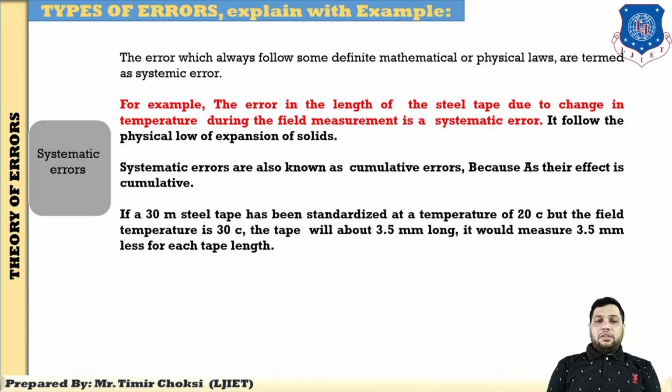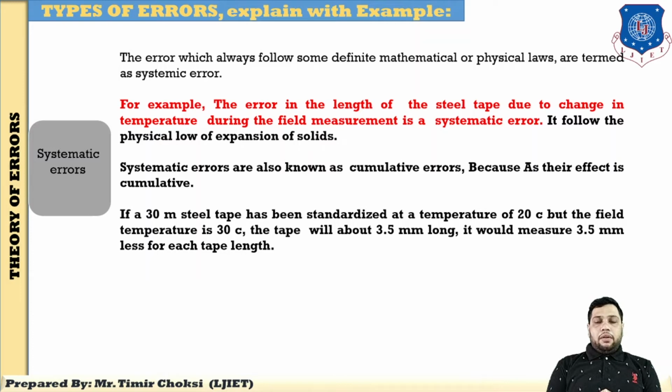The error which always follows some defined mathematical or physical law is termed a systematic error. For example, the error in the length of a steel tape due to the change in temperature during field measurement is a systematic error because it follows the physical law of expansion of solids. You have already studied this in 10th-12th standard as well as in the basic civil engineering subject in first or second semester. I give one example based on systematic error.